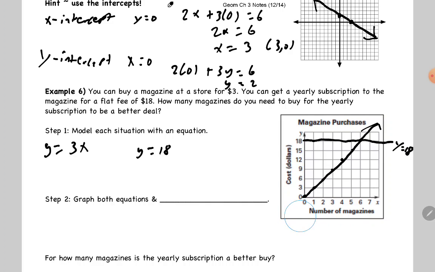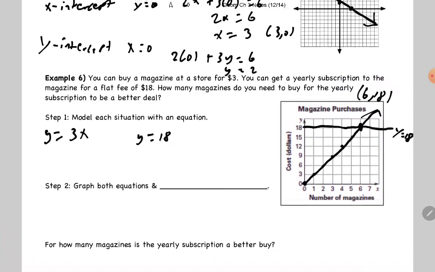Well, you can't have negative magazine purchases. So that's the point there. And that intersection is (5, 18), or (6, 18). There we go. For how many magazines is the yearly subscription a better buy? When you buy more than 6 magazines.